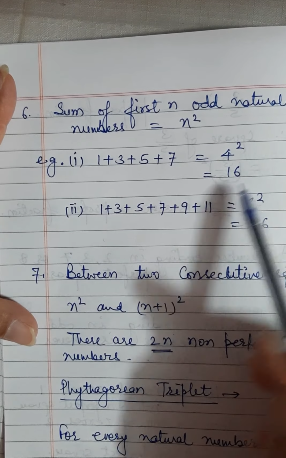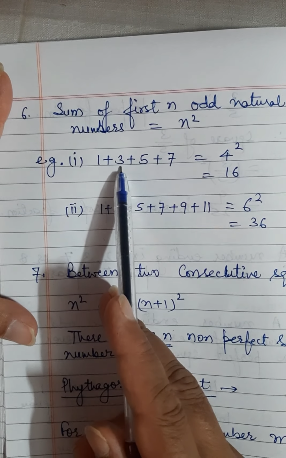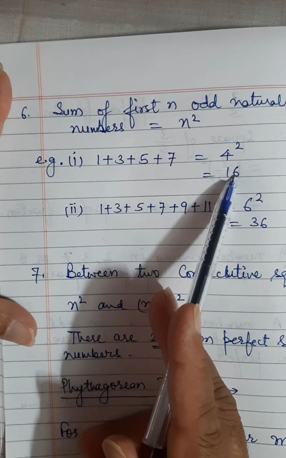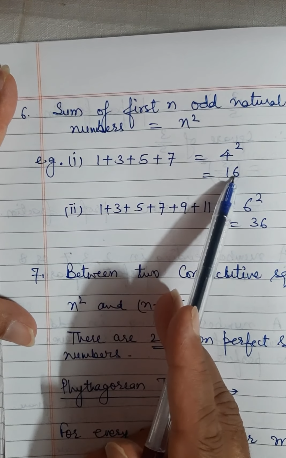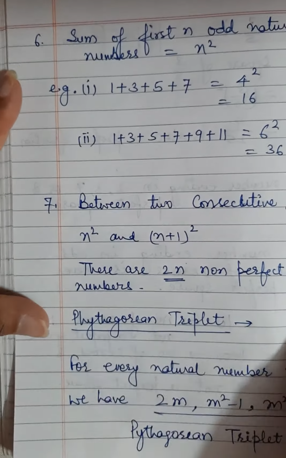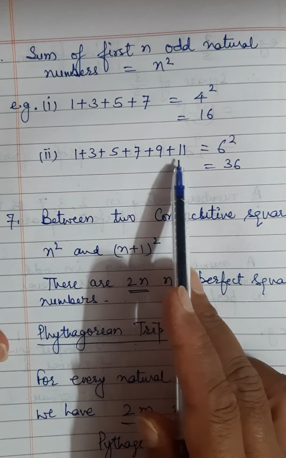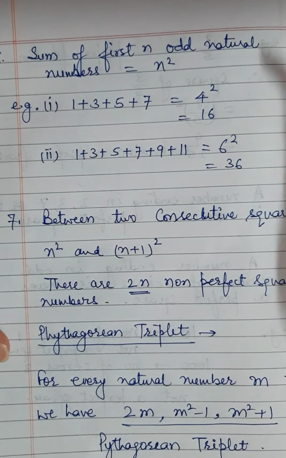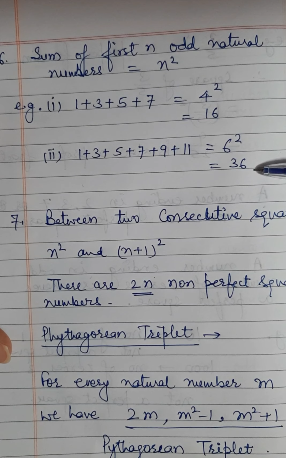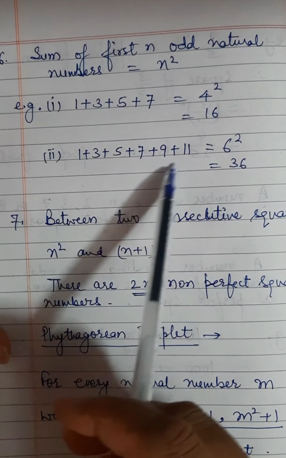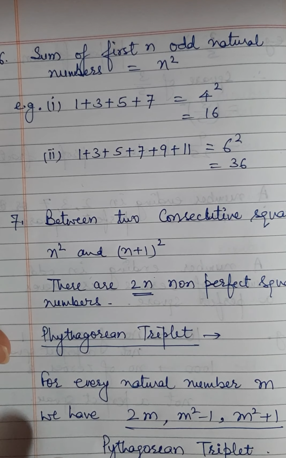Now 4 squared is 16. Now check the sum of these numbers. 7 plus 5 is 12, 12 plus 3 is 15, and plus 1 is 16. That is the answer. So without adding these numbers we can simply get the sum. Now check the next example: 1 plus 3 plus 5 plus 7 plus 9 plus 11. Here we have 6 numbers, so 6 squared is 36. You can check by adding these numbers that this is right.